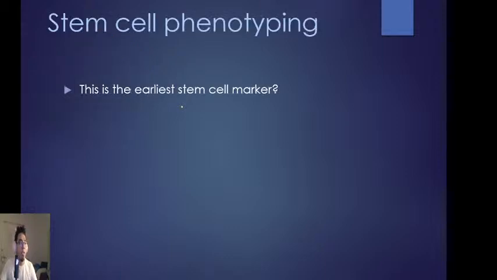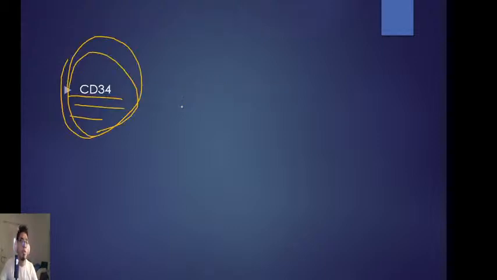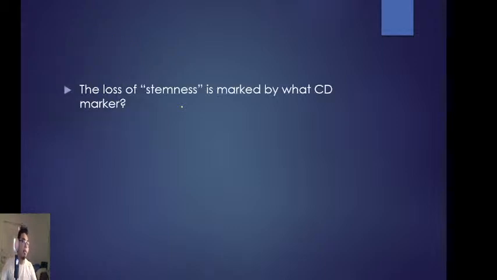So I'm not going to ask you which of the following is the earliest stem cell marker. What I'm going to ask you is something similar to that particular question that I gave to you. All right? So I might ask you the youngest stem cell marker according to Adrian's result has the following characteristic. It has 34%, mga ganon, based on the data that I'm going to present to you guys. All right? Now, the loss of stemness is marked by what CD marker?